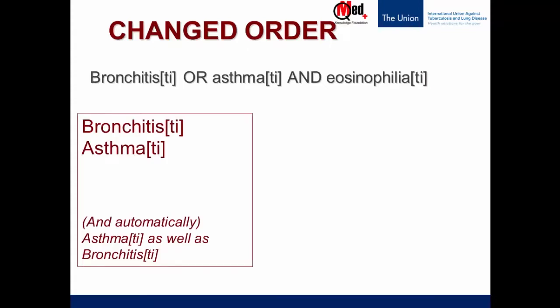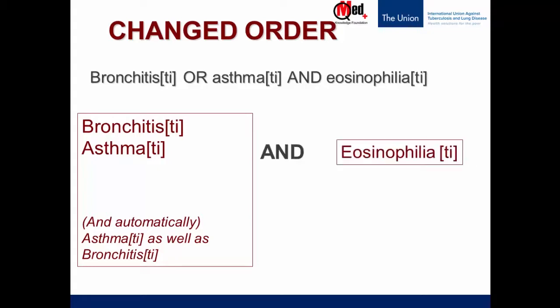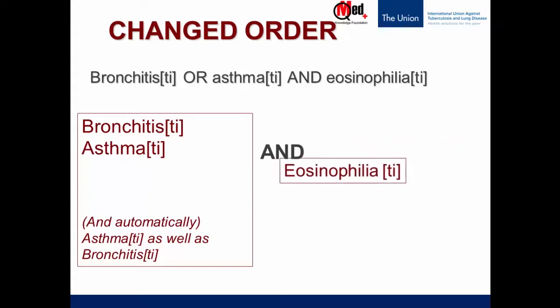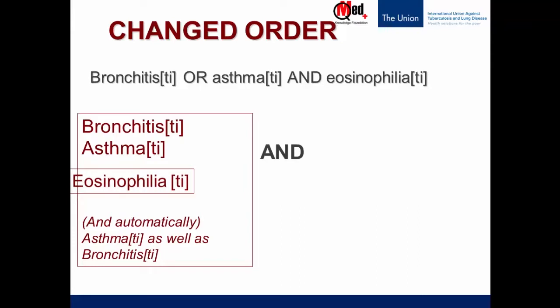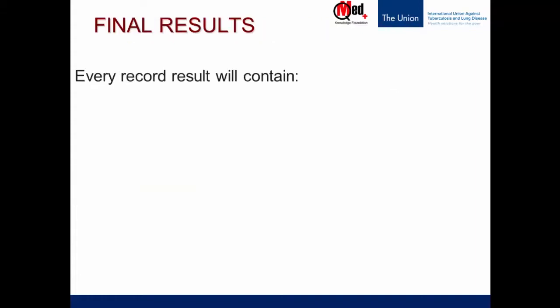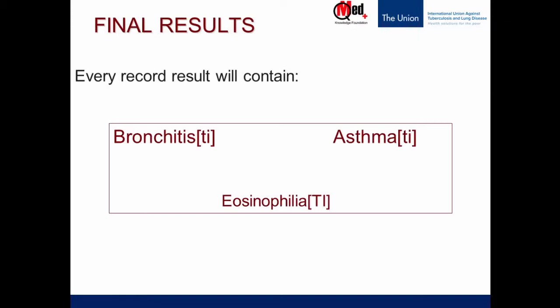It first makes a set where there's either bronchitis or asthma in the title, and automatically some items where both are together in the title. Then it sees and eosinophilia TI. It knows that it has to look for the word eosinophilia inside the bronchitis or asthma set. So what will we get finally? Let's see. The final results will contain either bronchitis or asthma in the title and definitely contain eosinophilia in the title.